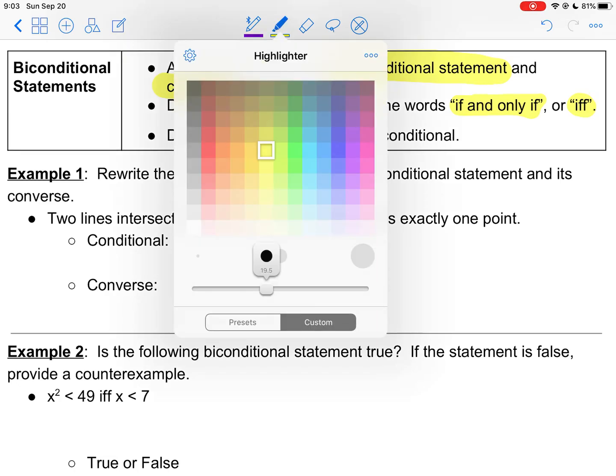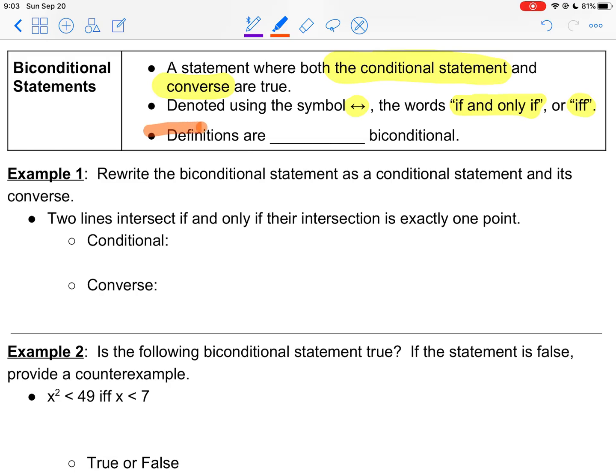So something very, very important is that when we're talking about things in geometry, definitions are always biconditional. So a definition can be used in any form. So if you know that the definition of a right angle is that it measures 90 degrees, then if you know that something's 90 degrees, you can say it's a right angle. If you know that something's a right angle, you can say that it's 90 degrees. Definitions are always biconditional. So an angle is a right angle if and only if it measures 90 degrees.